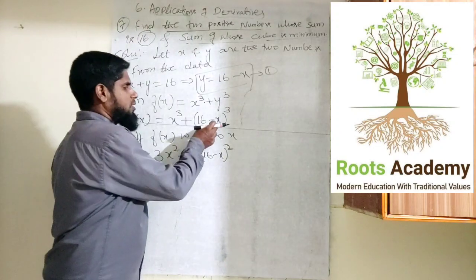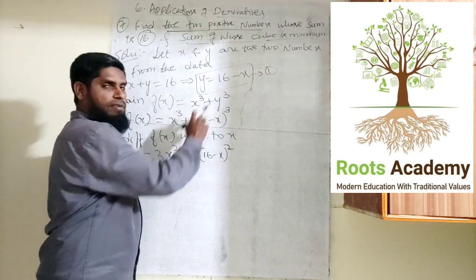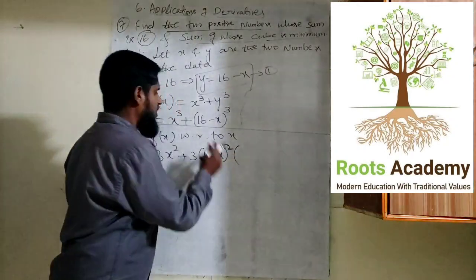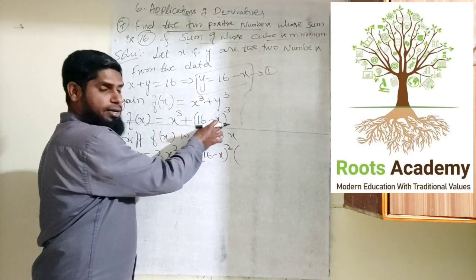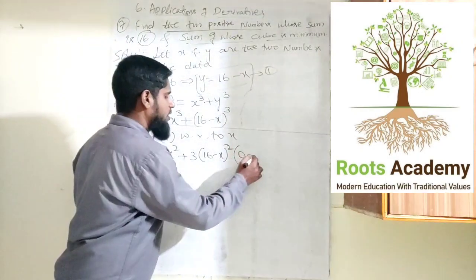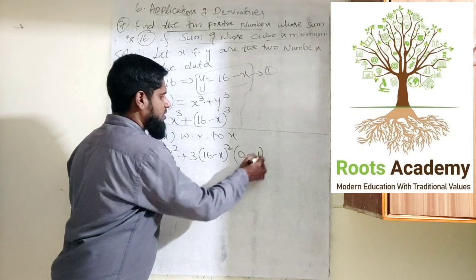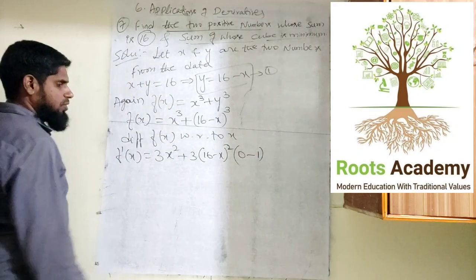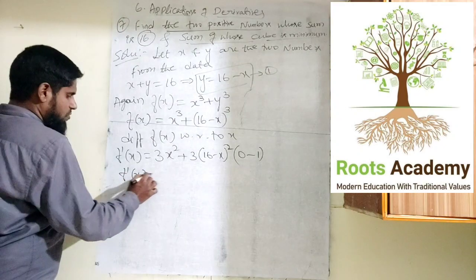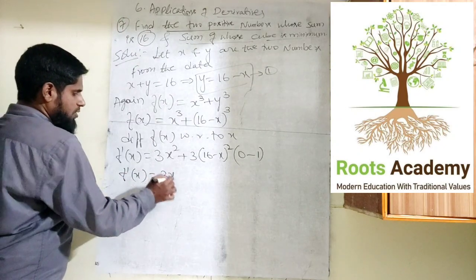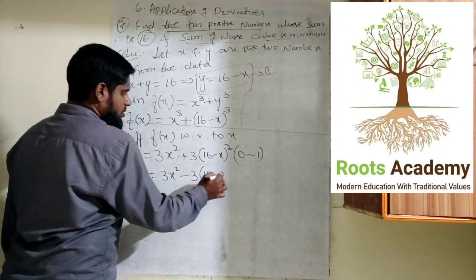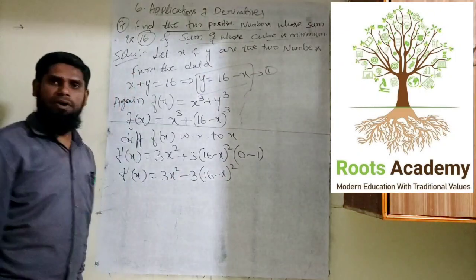But this is not just x, it is a linear expression, so we must differentiate this again. If we differentiate just this part, the derivative of 16 is 0, minus as it is, derivative of x is 1. So minus into plus is minus. So our f dash of x is 3x square minus 3 into (16 minus x) whole square.